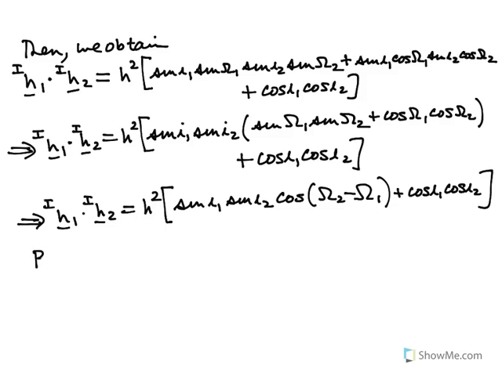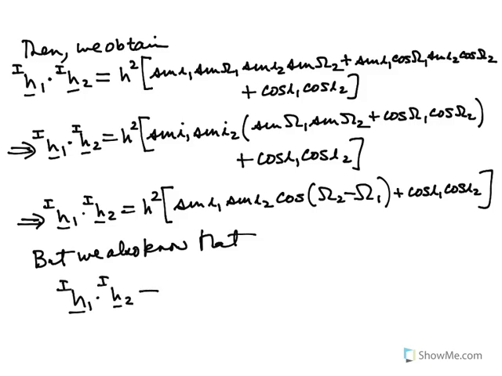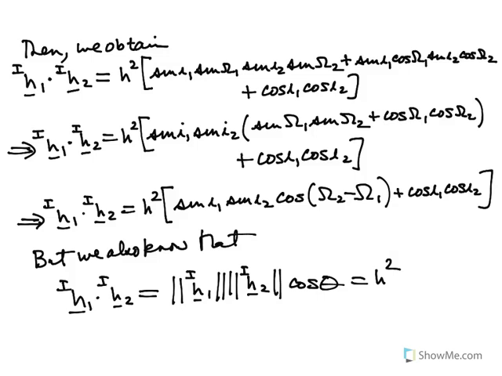But we also know that h1i dotted with h2i has to equal the magnitude of h1 times the magnitude of h2 times the cosine of the angle between them, which is the cranking angle. But that's just equal to h squared times the cosine of theta. So we can set these two things equal to each other.